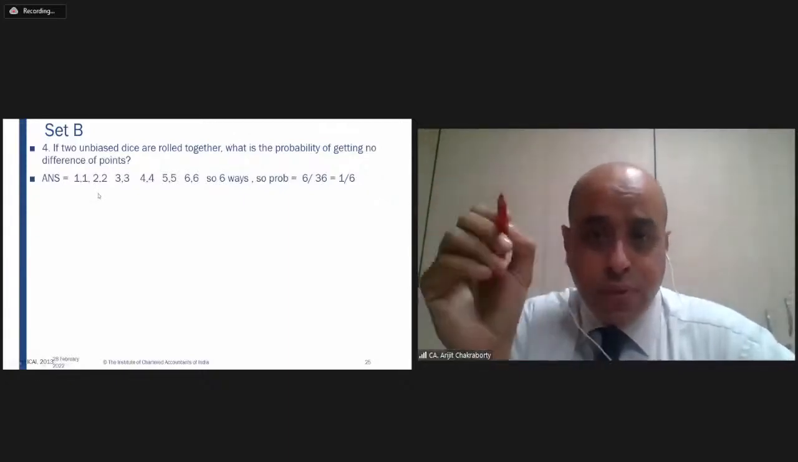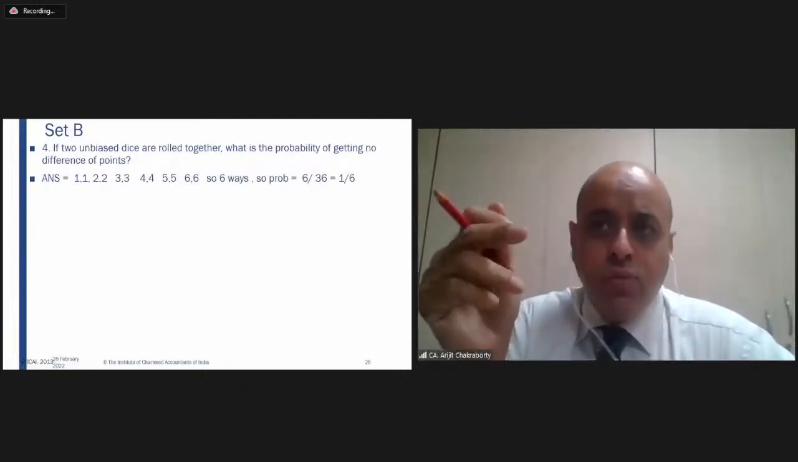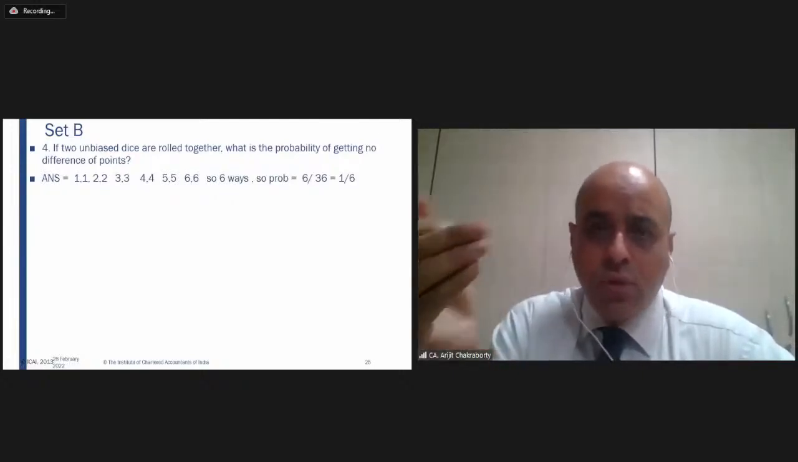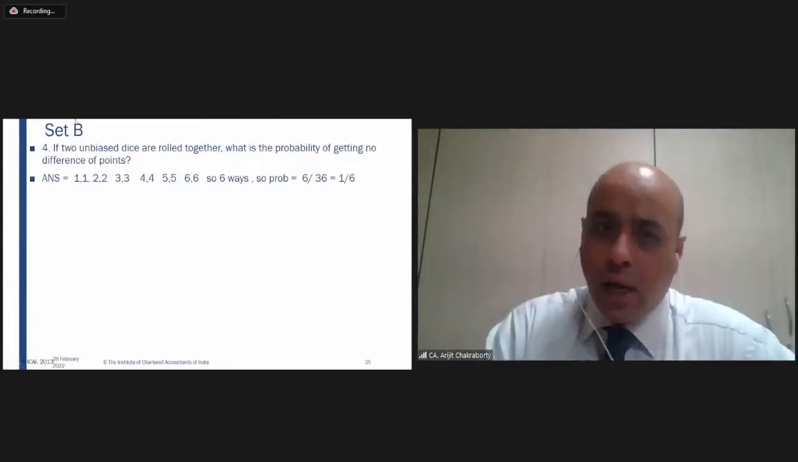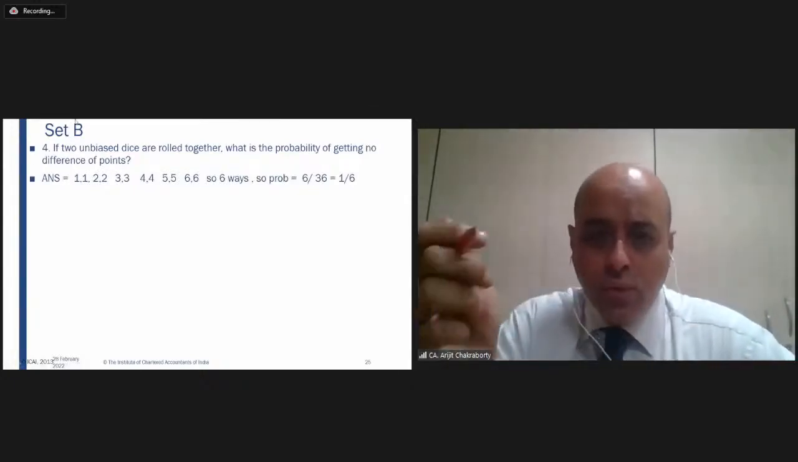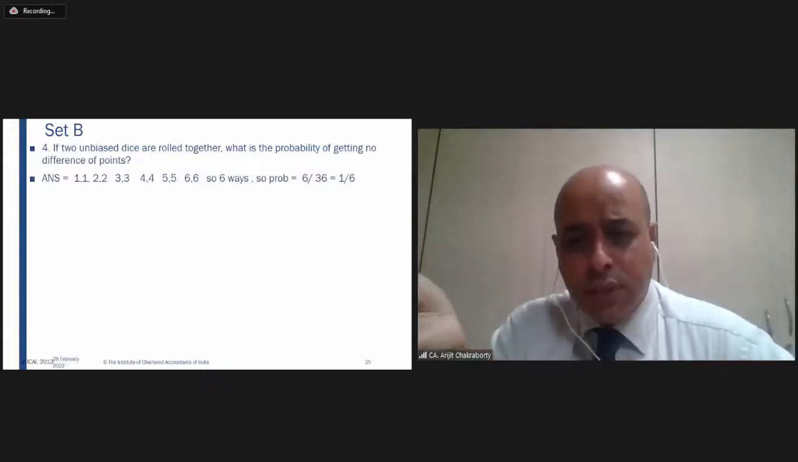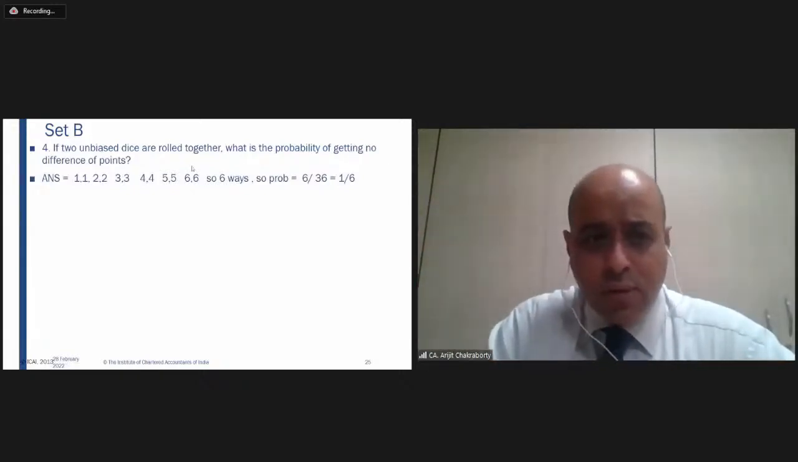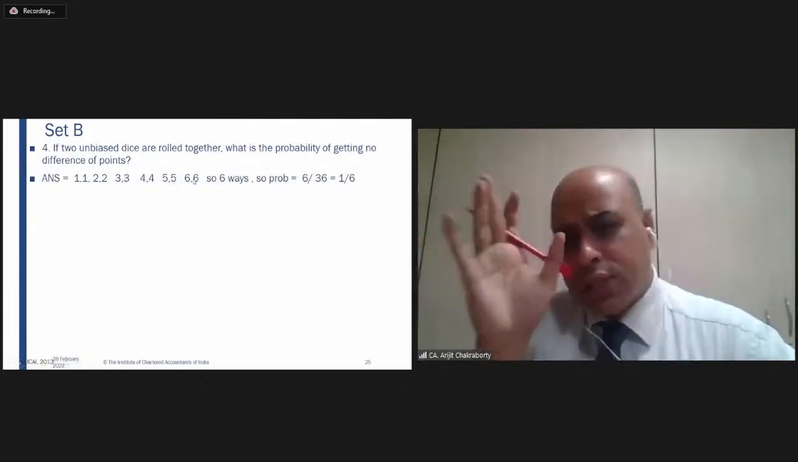That means no difference means what? The two dice will have the same number. The number which you get at the top when the dice is rolled will be the same. This can only happen in the following ways. Either 1 and 1, 2 and 2, 3 and 3, 4 and 4, 5 and 5, or 6 and 6. So if you see, I'm just moving my cursor. There can be 6 situations. 1, 2, the third situation, fourth situation, fifth, and 6. So there are 6 situations, 6 ways.